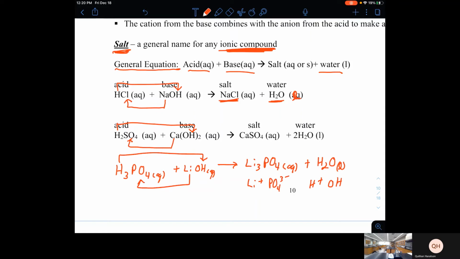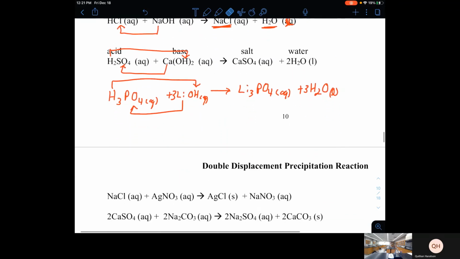I see 3 lithiums here, so let's put a 3 right here. I got 6 hydrogens on the reactant side, so I need to put a 3 right here. And it looks at this point as though it is now balanced. So that would be our balanced reaction for this acid-base reaction. So remember, just switching partners, putting everything together based upon charges. All right, on to the double displacement precipitation reactions.